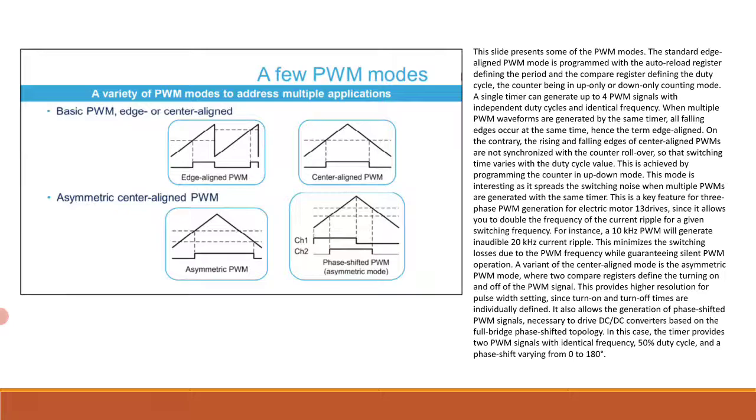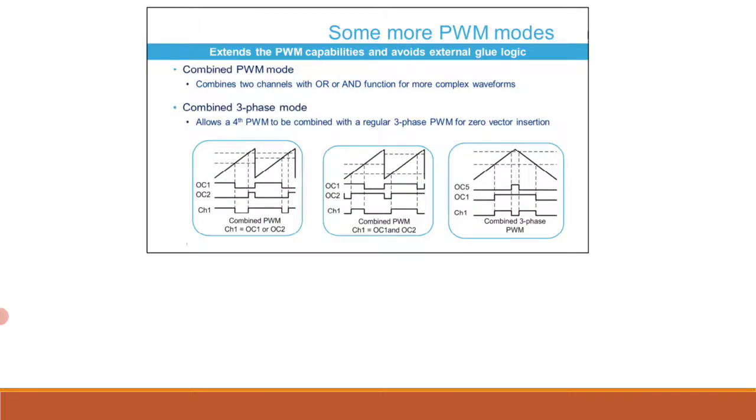So let's have a look at some more PWM modes. Combined PWM modes. This mode allows a logic combination of two PWM signals to be generated by adjacent channels, output compare 1 and 2 or output compare 3 and 4. The PWMs can be ORed or ANDed to create complex waveforms. Typically, this allows you to have two periodic pulses generated with any pulse width and any phase relationship value.